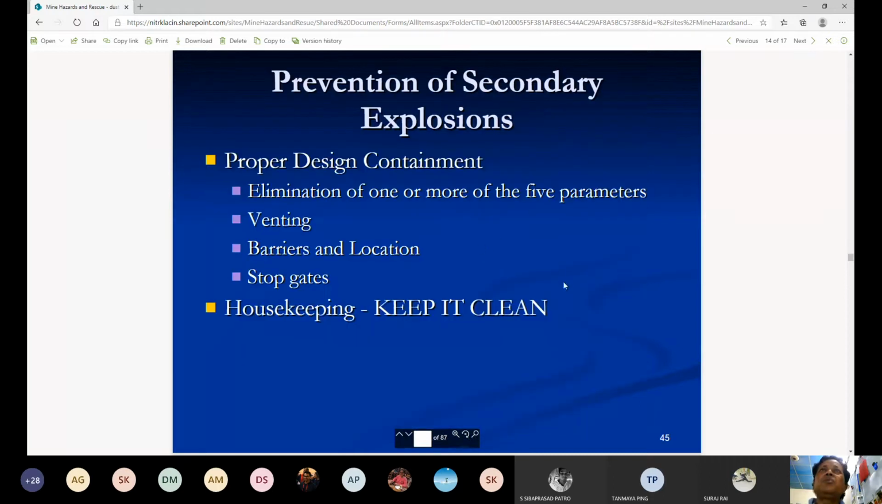And how to prevent the secondary explosion? If there is a primary explosion, and the secondary explosion is going to take place, it will be very dangerous. That is why you have to prevent the secondary explosion by proper designing of the containment, elimination of one or more of the 5 parameters, by venting, by barriers and location, stop gates, and proper housekeeping, cleaning the dust.